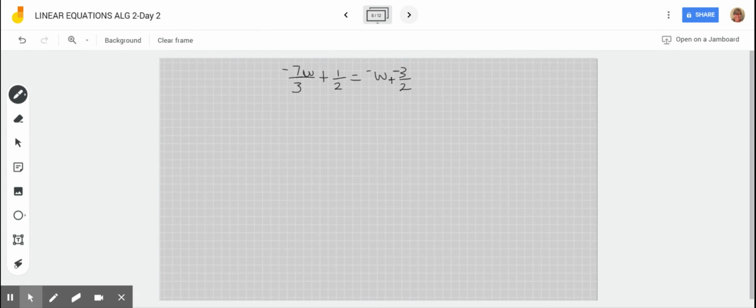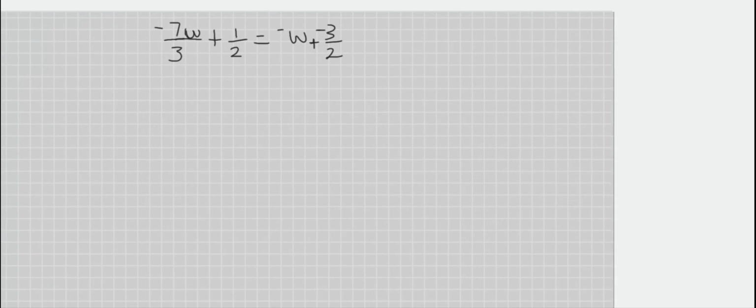Next one. Okay, I've rewritten it. I actually also did something. This minus 3/2, for some of you that are still struggling a little bit with the integers, might help you to change a minus sign to add the opposite. Typically, subtraction means to add the opposite. So let's go ahead and do this.